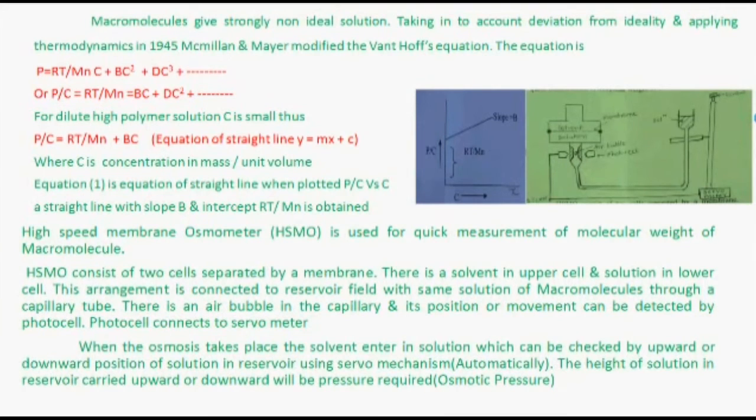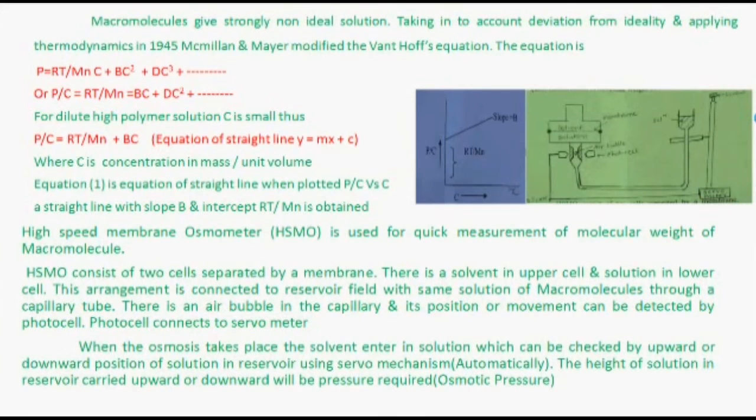Now, how to measure osmotic pressure? For that purpose, high-speed membrane osmometer is used. High-speed membrane osmometer consists of two cells separated by membrane. There is solvent in upper cell and solution in lower cell. This arrangement is connected to reservoir filled with same solution of macromolecule through a capillary tube. There is an air bubble in capillary and its position or movement can be detected by photocell.